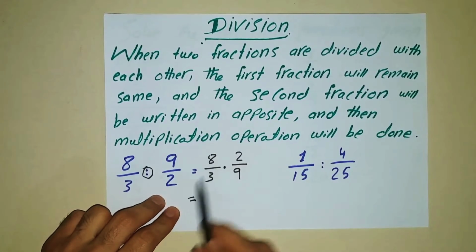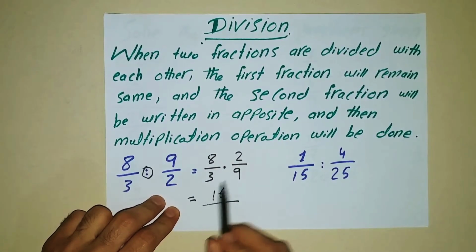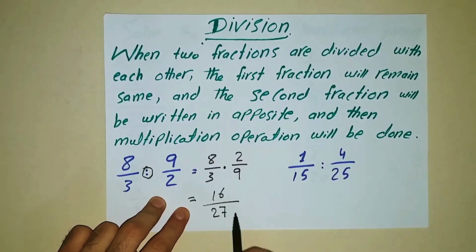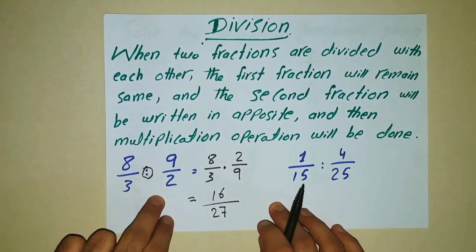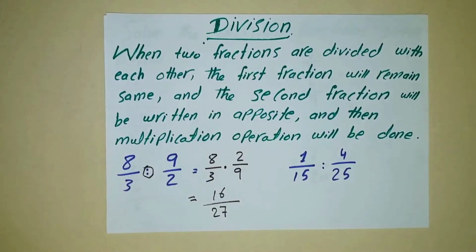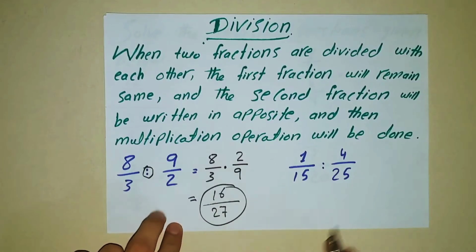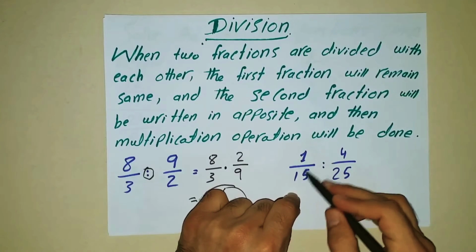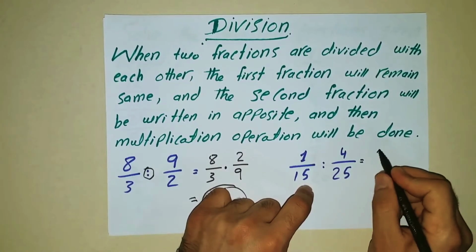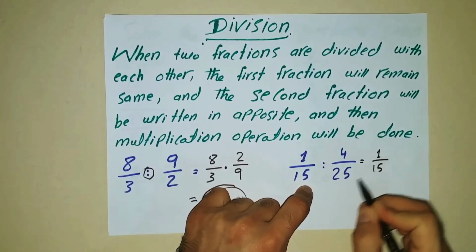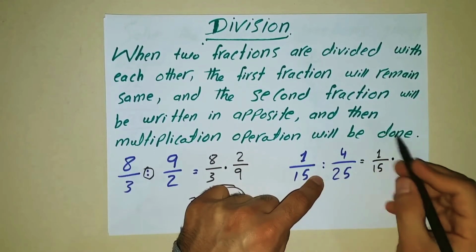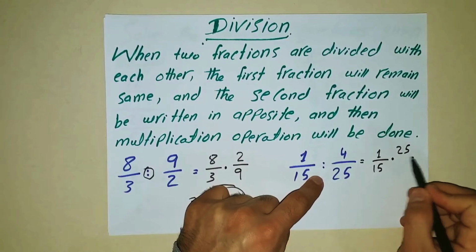2 8s are 16, and 9 multiplied by 3 is 27. Now I will see if I can simplify them. No, I can't simplify them, they will remain like this. Now let's come to this question. What we will do, first we will write the first fraction the same and the opposite of the second one. This will be changed to multiplication, and this will be the opposite of the second one.